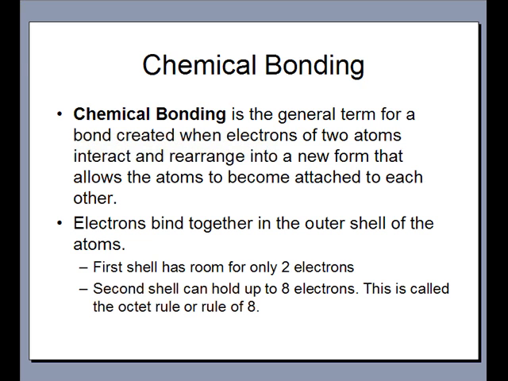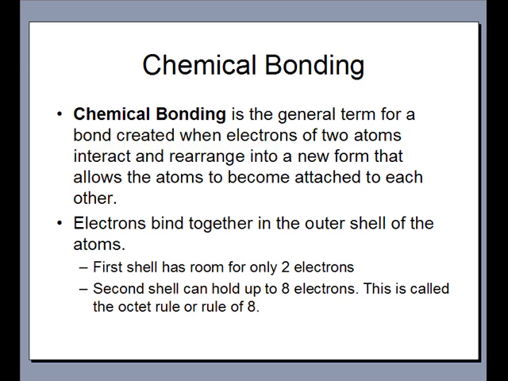Chemical bonding is a general term for the bond created when electrons of two atoms interact and rearrange into a new form that allows the atoms to become attached to each other. These electrons are going to bond together in the outer shell of the atom.